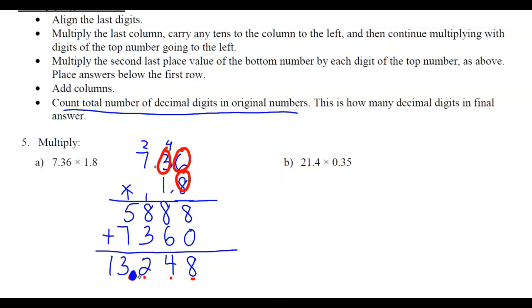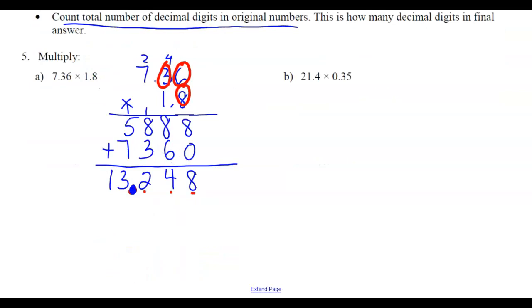So that there's 3 decimal digits. Okay, so you try the next one. I would put the 21.4 at the top because it's got 3 non-zero digits.